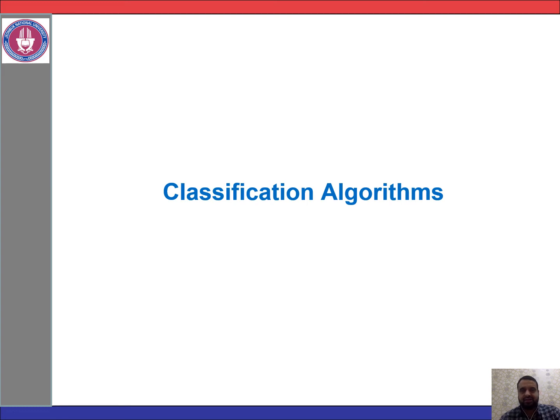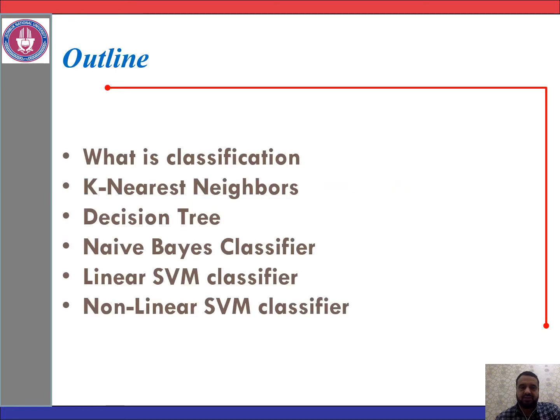Hello. Today is my second lecture, and in this lecture, I will talk about the different classification algorithms in machine learning. The topics that I will cover in my today's lecture include the definition of classification, where I will explain what is classification. Then I will discuss some of the well-known classifiers in machine learning.